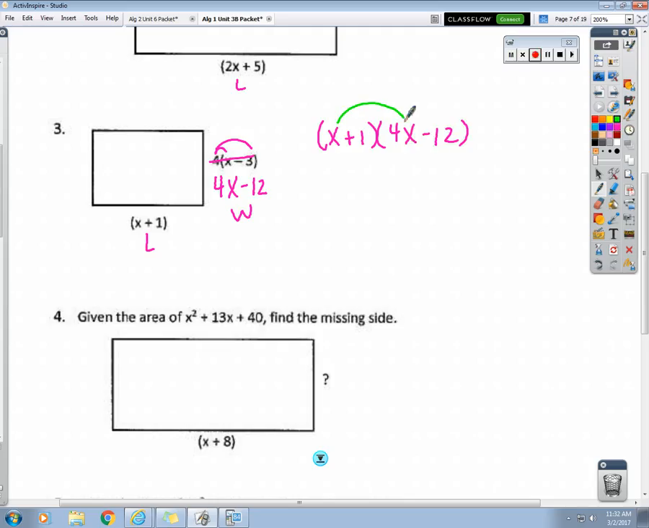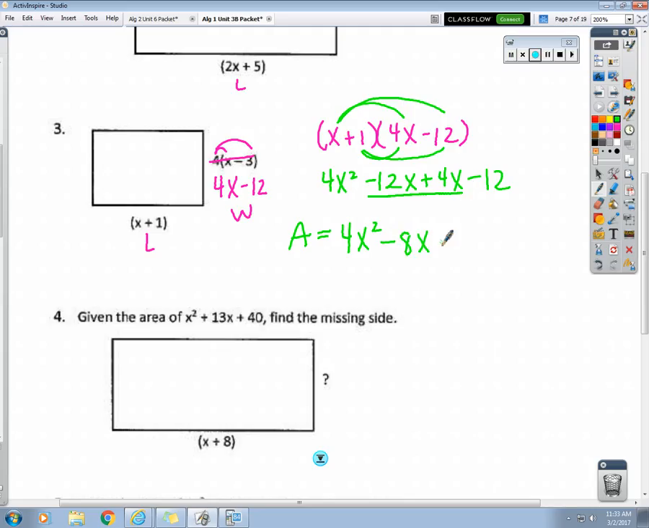And so x times 4x is 4x squared. X times negative 12 is negative 12x. 1 times 4x is 4x. And 1 times negative 12 is negative 12. And so for your area, you would have 4x squared. Negative 12x plus 4x is negative 8x. And then minus 12. Okay, so the only difference between 3 and 1 and 2 was you had to distribute that 4 before you started. Okay, number 4. And we'll give people a second to catch up copying.